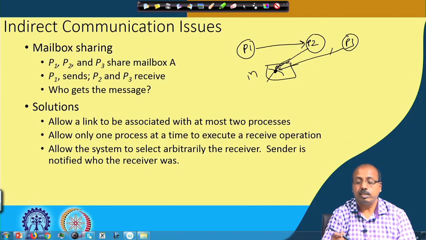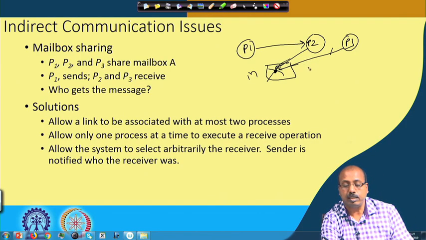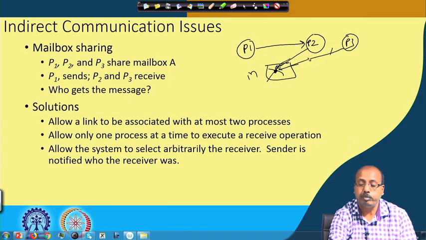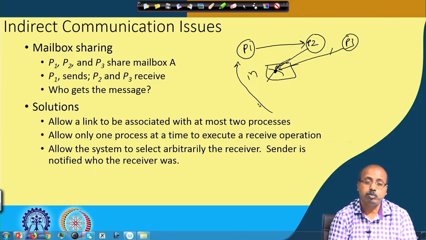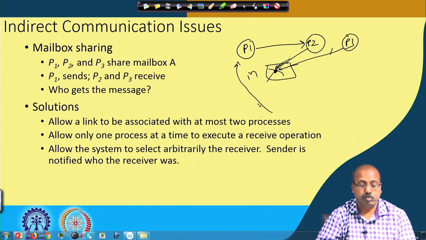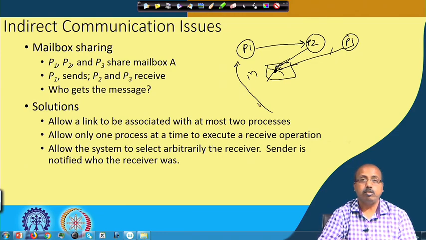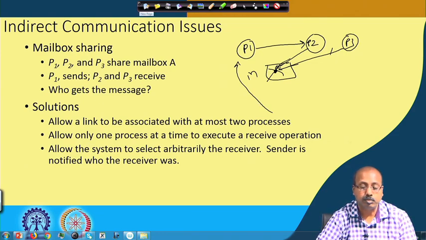It may so happen that the system decides who gets the message. So, if P2 and P3 both of them issue a receive call, then maybe it will take up one of them, maybe P2, and then the operating system will inform P1 that your message was picked up by process P2. So, this is one possibility, that the receiver is selected arbitrarily and the sender is notified about the receiver.